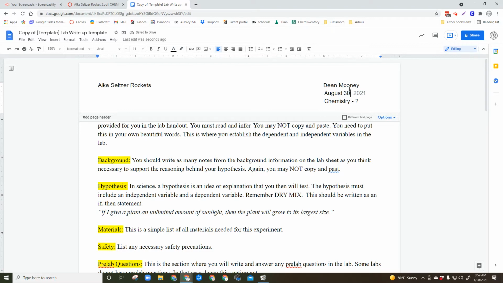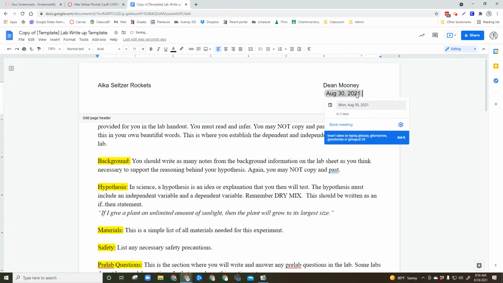Okay, now this is what's called predictive text. I haven't typed that yet, but Google is predicting what I want there. And if you want to accept this, then you just push tab. Okay, and it shortened the month, abbreviated the month.